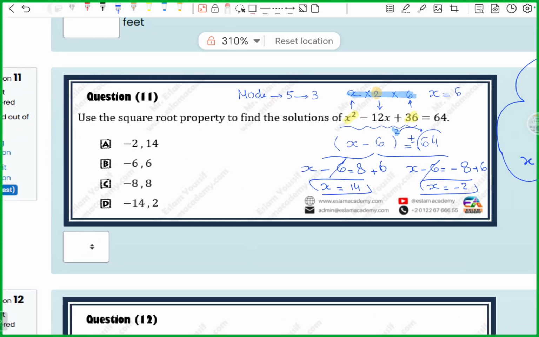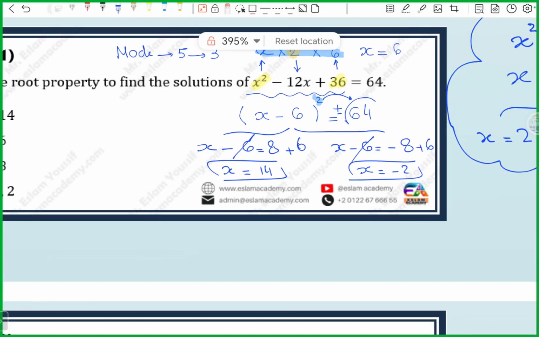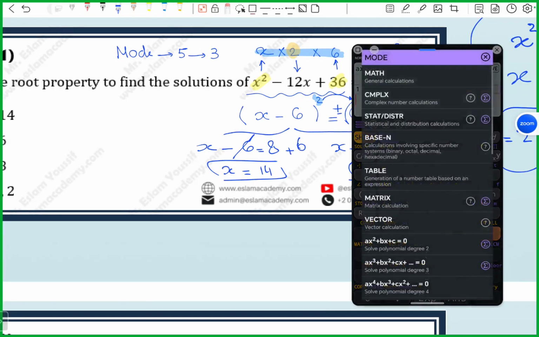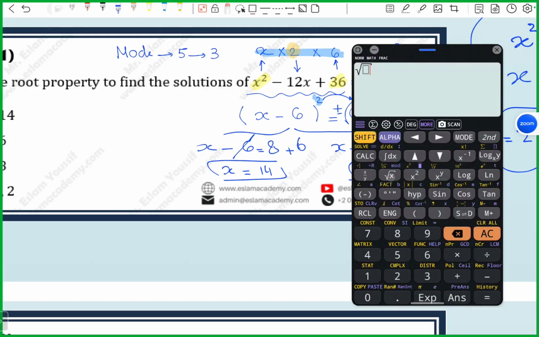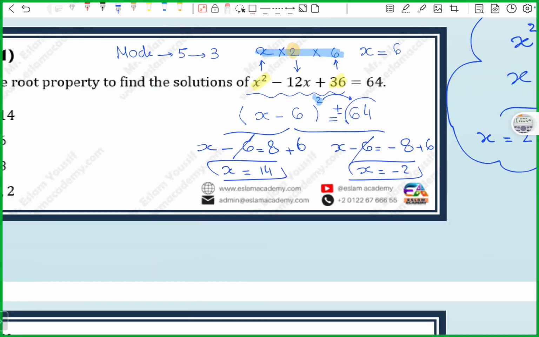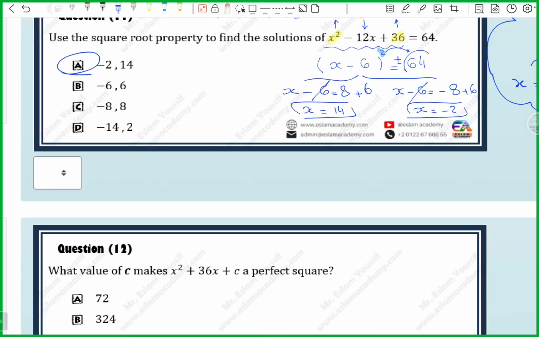So where did you get 8 from? The square root. Please use the calculator with me. I said use the calculator and find the square root of 64. Oh, okay. Use the calculator, please. Do you have any problem? No. Okay. Any problem with this question?